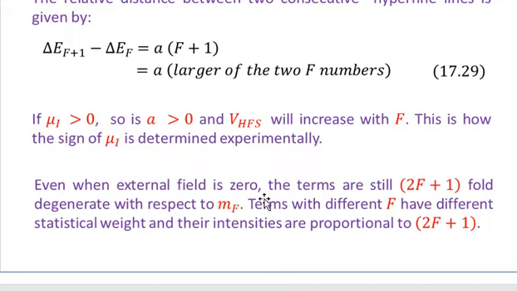Even when the external magnetic field is 0, the terms are still 2F plus 1 fold degenerate with respect to MF, which is the magnetic spin quantum number of the nucleus. Terms with different F have different statistical weights and their intensities are proportional to 2F plus 1. So you see that when the transitions are carried out between them, then the intensities of those transitions will be proportional to the weight 2F plus 1.